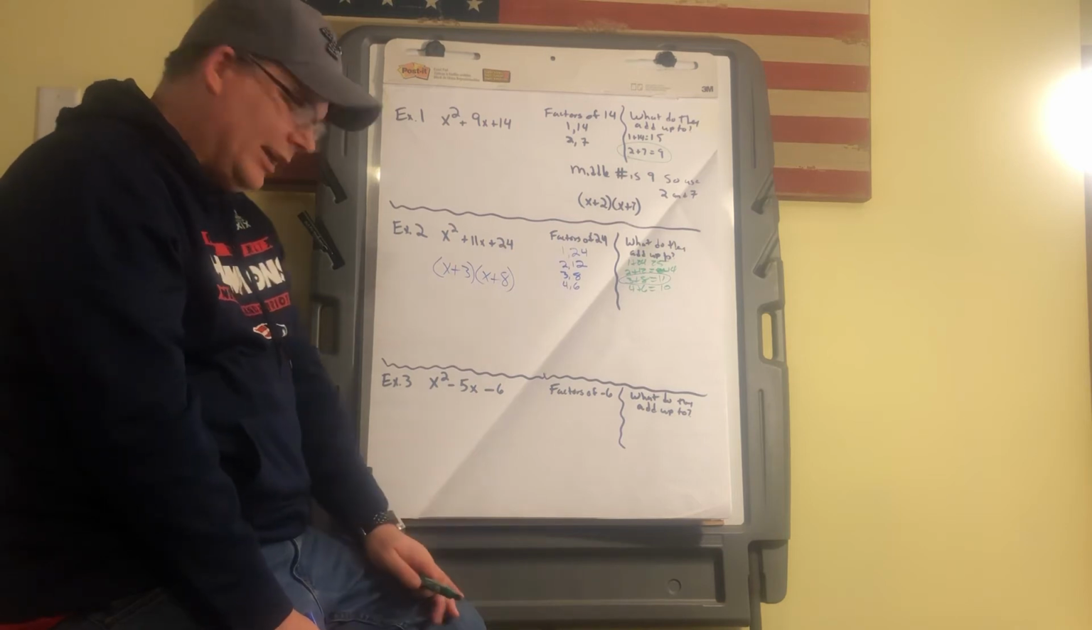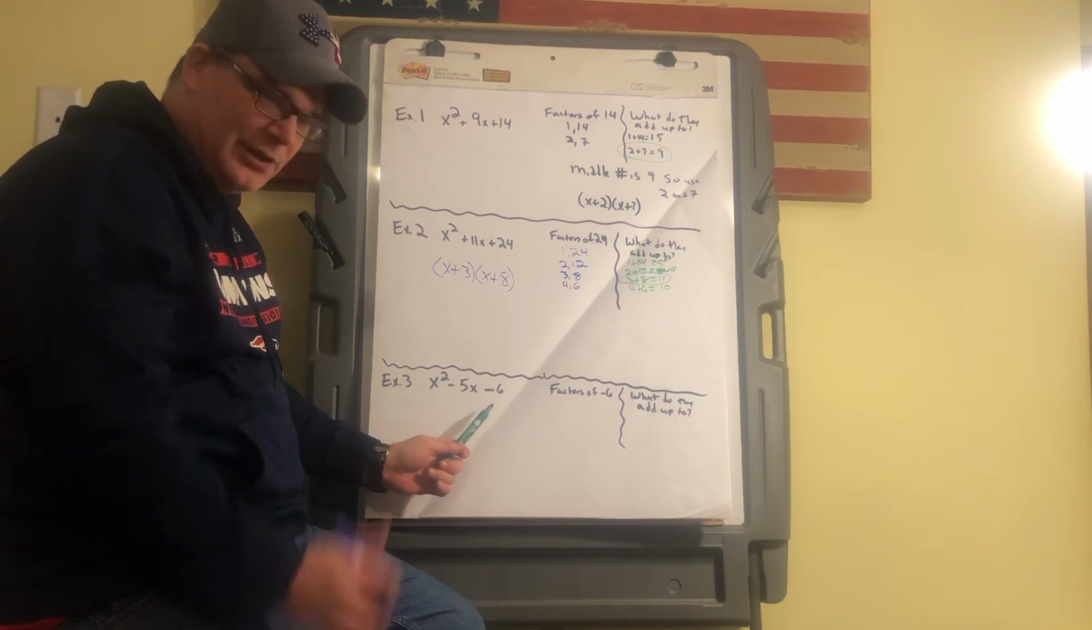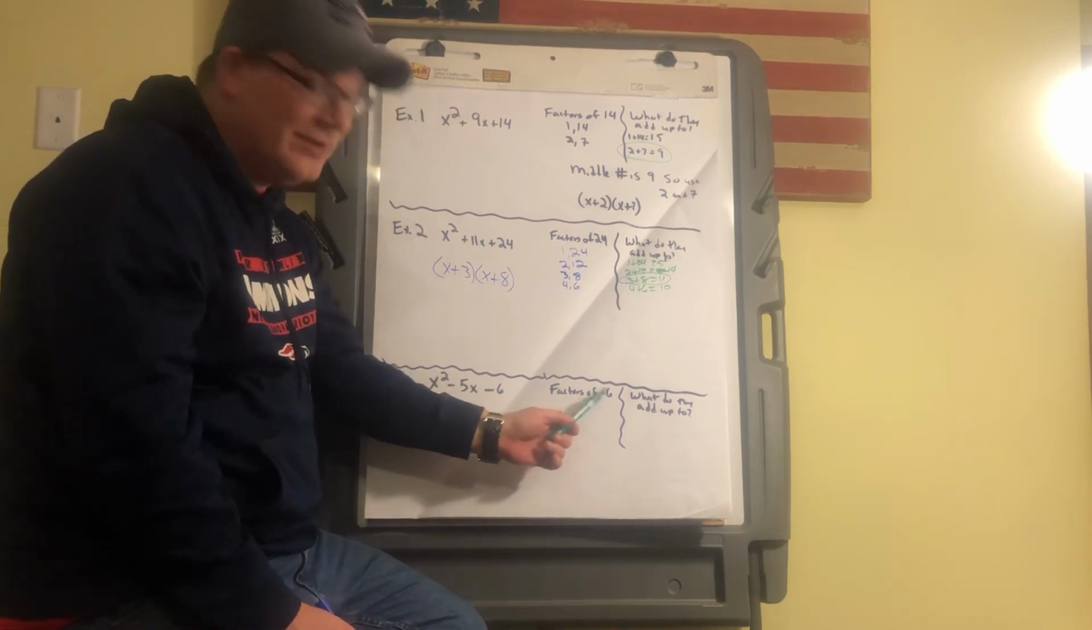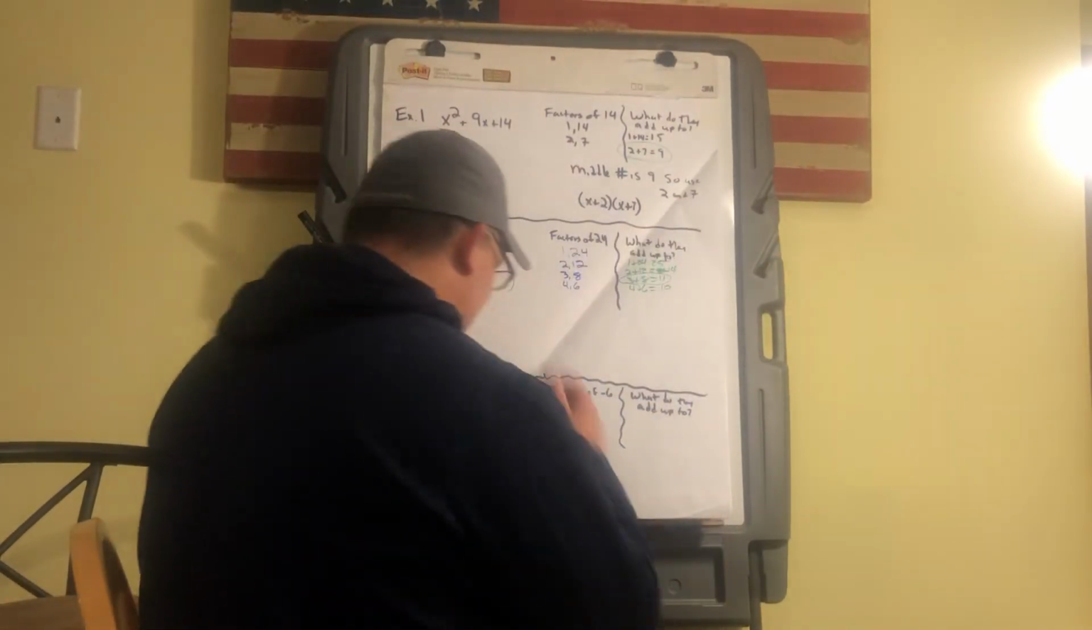Okay. Example 3. I wrote this out. I wanted to do one here that had a negative. That's actually going to be important. And I wrote factors of negative 6. So it's going to be important that we actually write down all of the combinations that are possible.